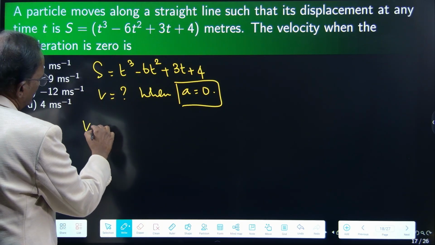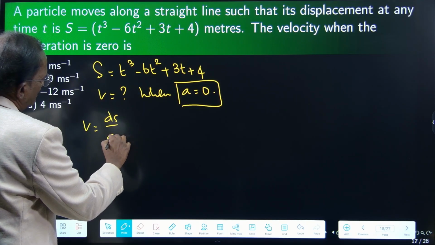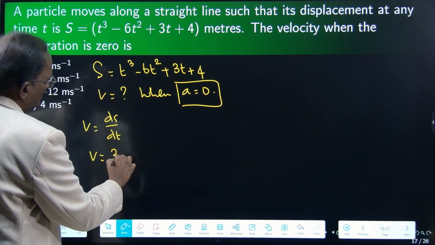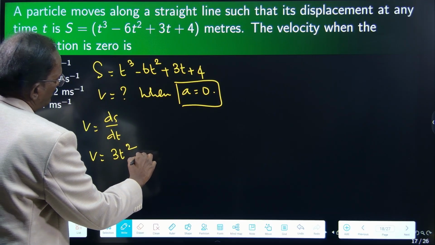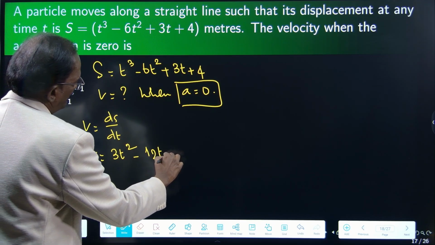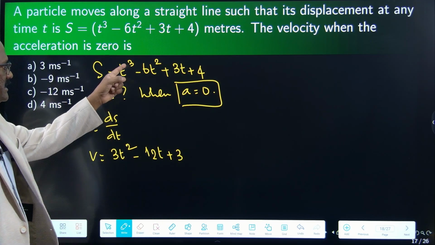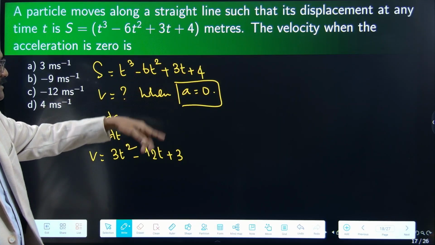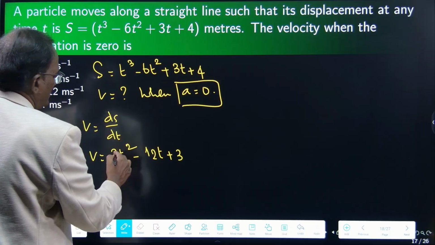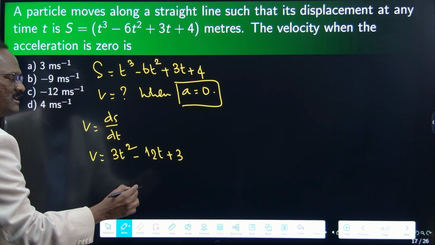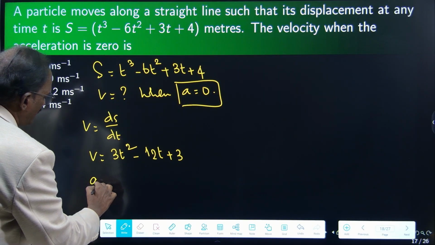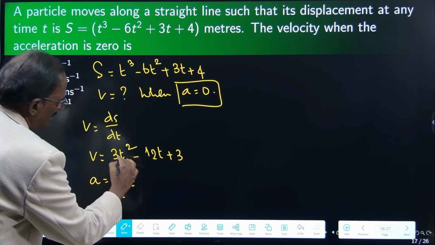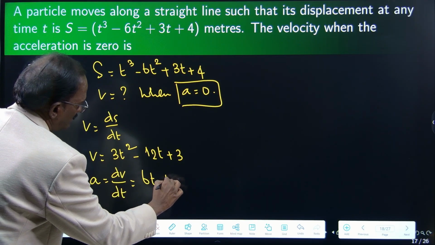So, v is equal to ds by dt. We will find it by differentiating s. 3t square minus 12t plus 3, since the derivative of the constant 4 is 0. V is equal to 3t square minus 12t plus 3. Then find a. A is equal to dv by dt, which is 6t minus 12.